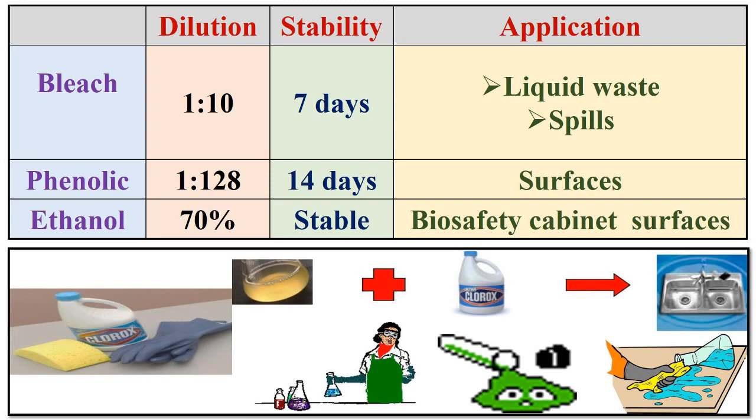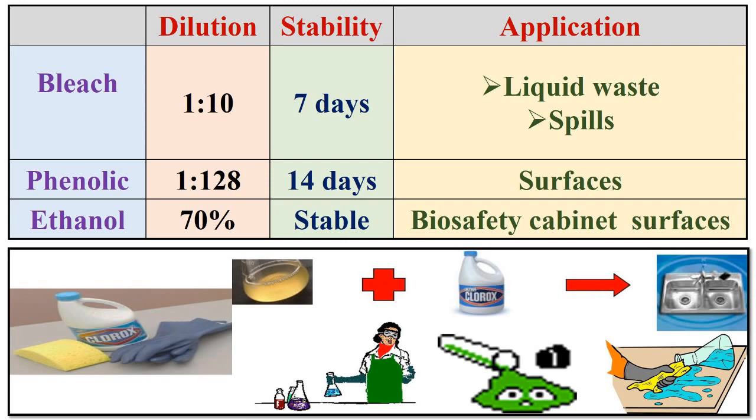Firstly, bleach disinfectant must be diluted to 1 to 10, while phenolic disinfectant must be diluted to 1 to 128, whereas ethanol alcohol disinfectant must be diluted to 70%. Therefore, bleach disinfectant stability is 7 days. Meanwhile, phenolic disinfectant stability is 14 days, and ethanol has stable disinfection.